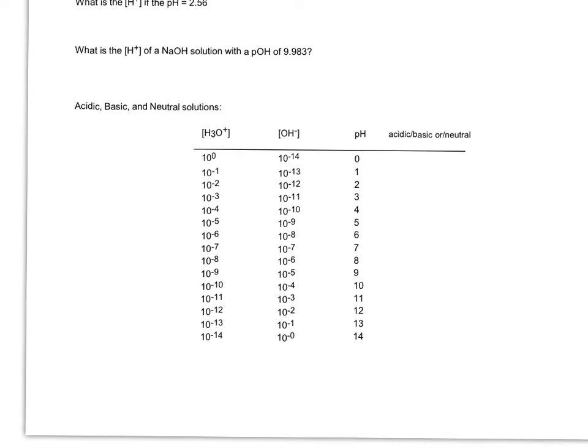Last lecture, we talked about pH and pOH. We also discussed that if your hydronium concentration is greater than 1 times 10 to the -7 molar, you're going to get an acidic solution. If your hydroxide concentration is greater than 1 times 10 to the -7 molar, then you're going to get a basic solution.